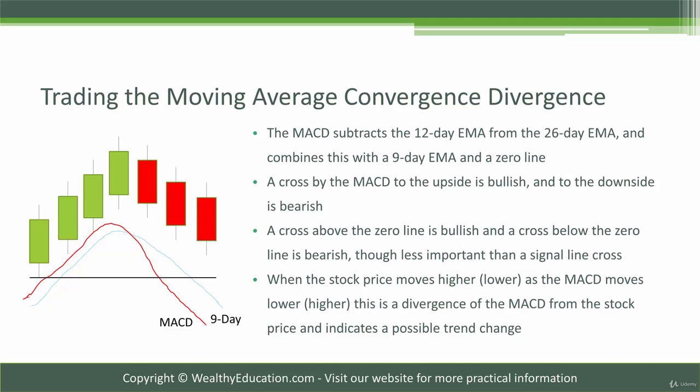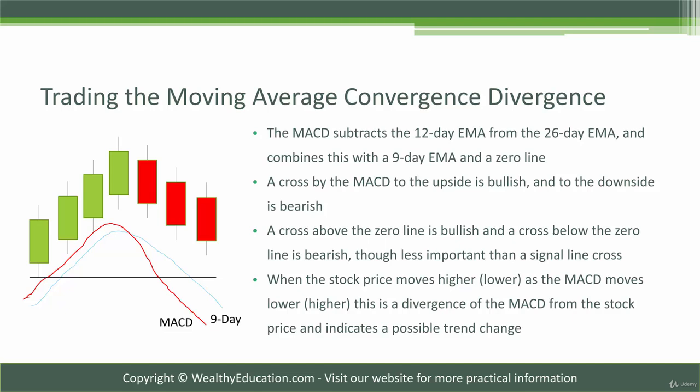If the MACD and the 9-day are trading below the zero line, this indicates that the stock is in a bearish trend, and if the MACD and 9-day are above the zero line, this indicates the stock is in a bullish trend. So the MACD serves not only as a moving average indicator, but also a convergence divergence indicator.